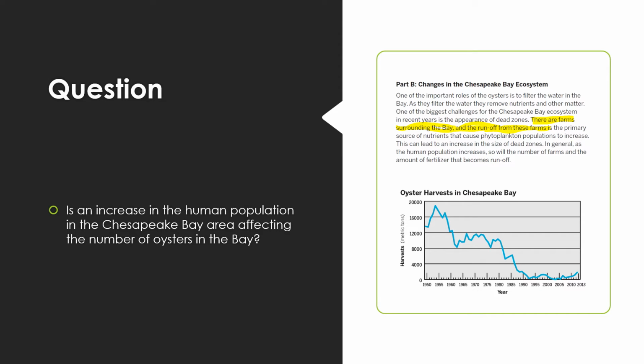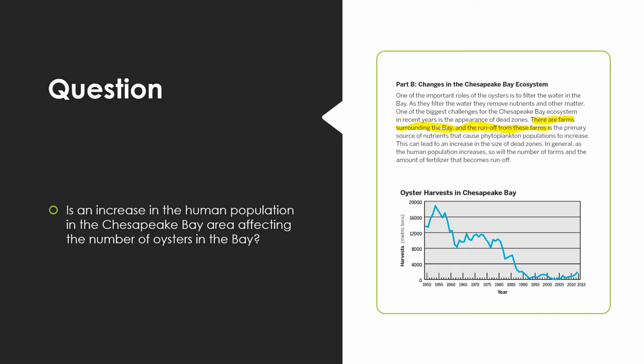So the question that we have to complete our second argument tool is: is an increase in the human population in the Chesapeake Bay area affecting the number of oysters in the bay? So we have discussed this, and we have many types of information on this, so you can make your claim easily.